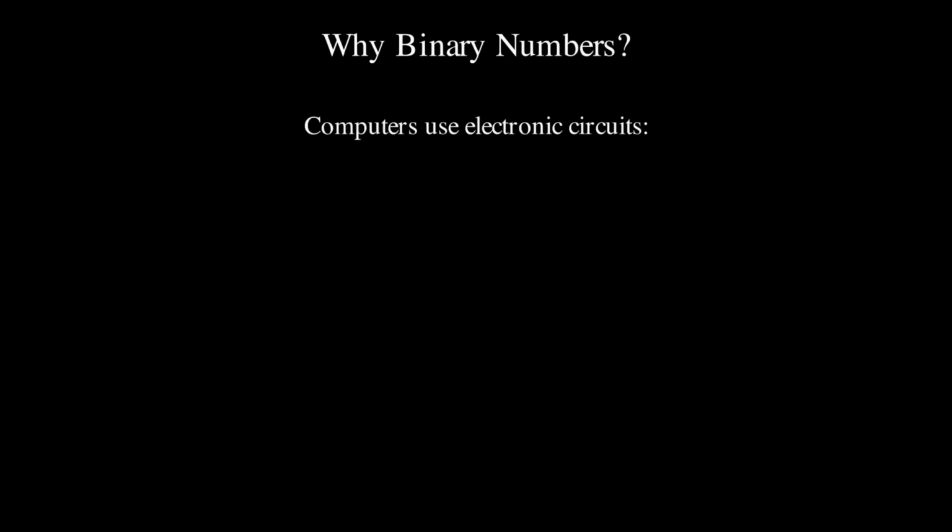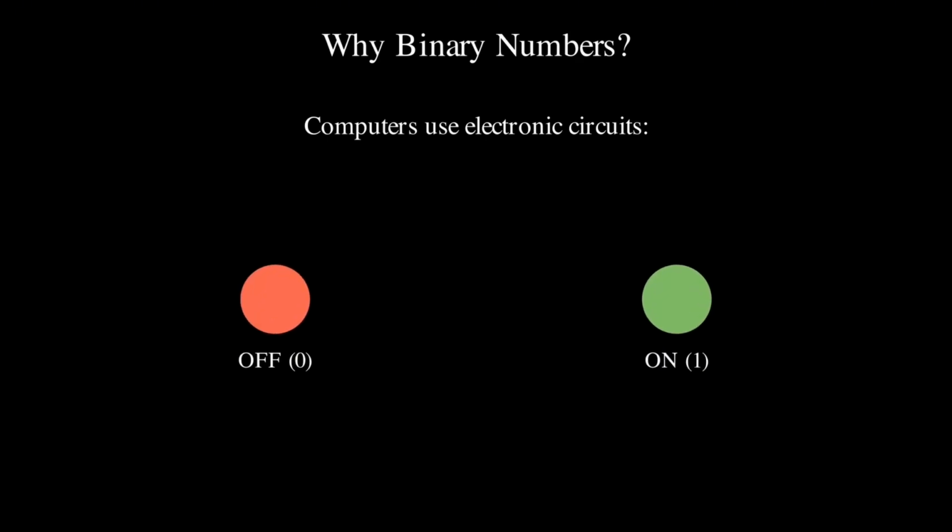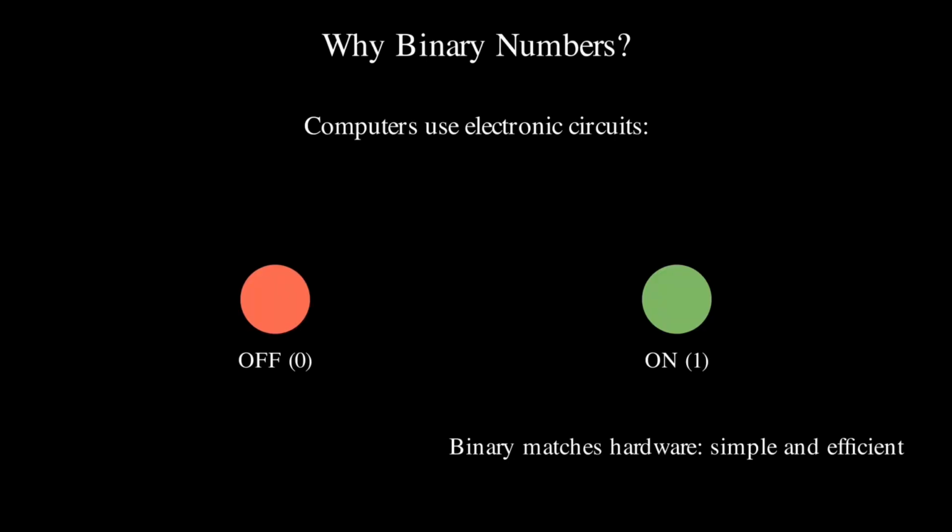Well, computers and digital devices are built on electronic circuits that can only be in one of two states, on or off, like a light switch. We represent on as 1 and off as 0. This makes binary perfect for computers because it matches how hardware works. Transistors can switch between these two states billions of times per second. If we tried to use decimal directly, we'd need circuits for 10 states, which is way more complex and inefficient. Binary allows us to represent any number, text, image, or even video using just zeros and ones.